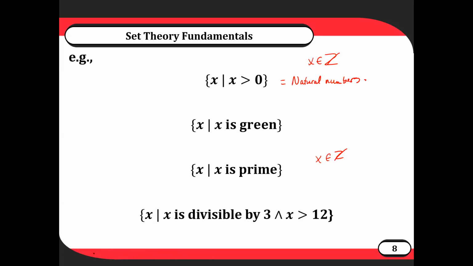And we can introduce complex predicates as well. So we could say X is divisible by 3 and X is greater than 12. Right? So we can use the logical conjunction here.